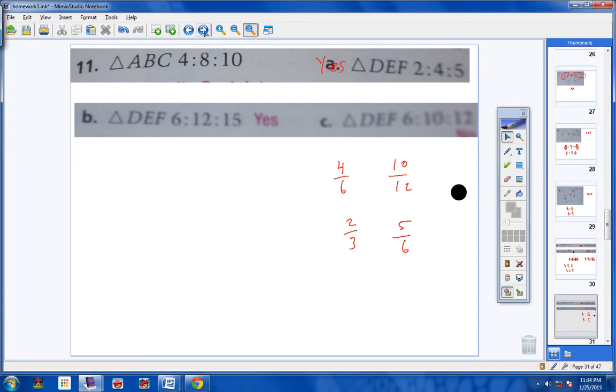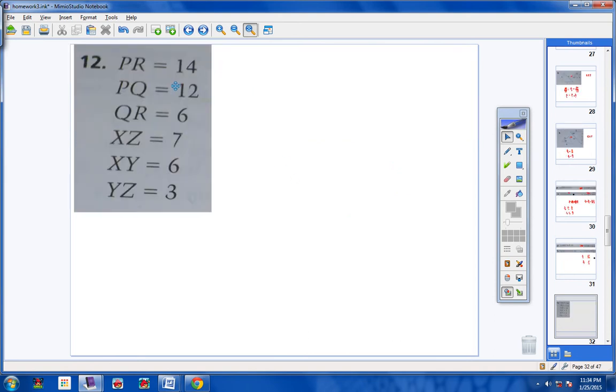Alright, okay, moving on to numbers 12 through 15. The directions say to roughly draw the triangles and then name the postulate or theorem that can be used to prove the triangles are similar, okay? Now, in the directions, they tell you that we have triangle PQR and triangle XYZ. Okay.